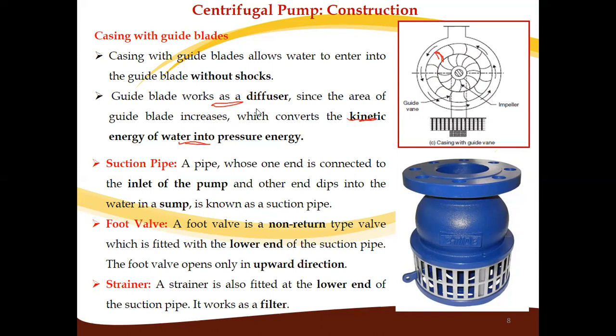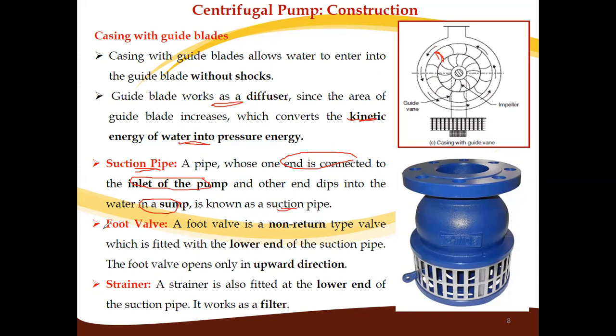Now the next part in the centrifugal pump is the suction pipe. It is a pipe whose one end is connected to the inlet of the pump, that is nothing but the eye of the impeller, and the other end dips into water in a sump. That pipe is known as the inlet pipe, or it is also called the suction pipe.